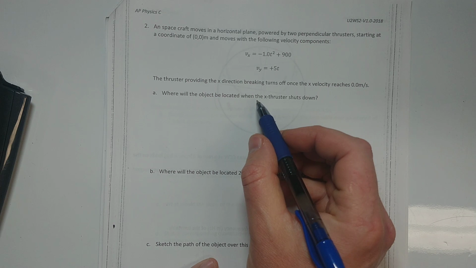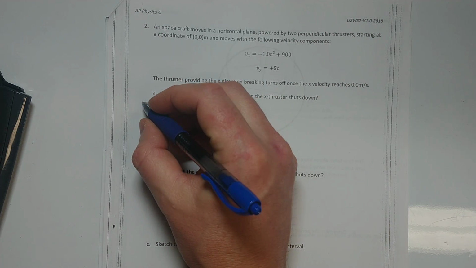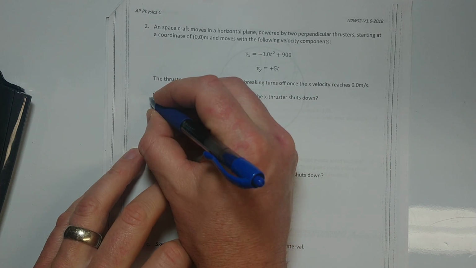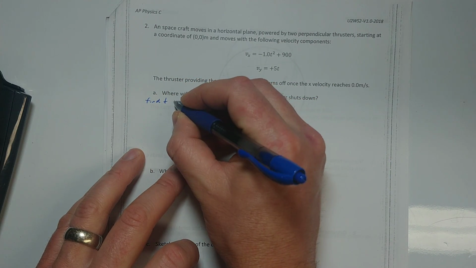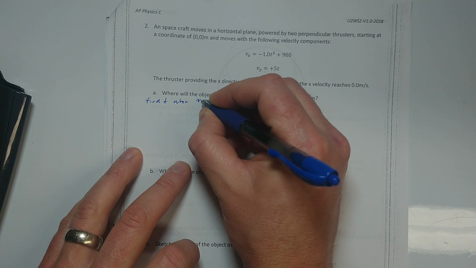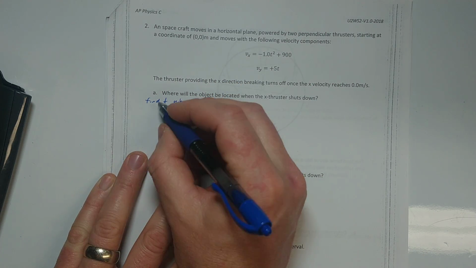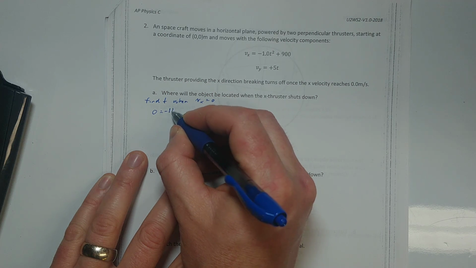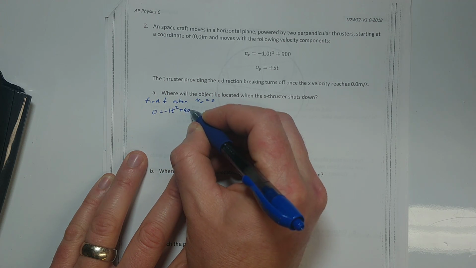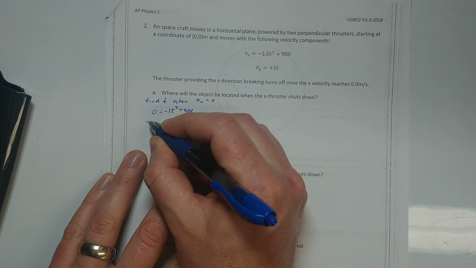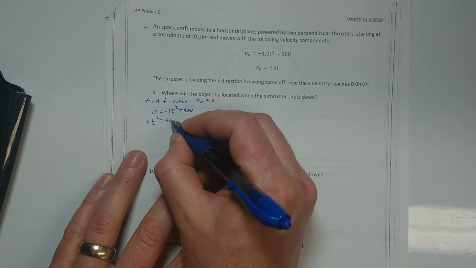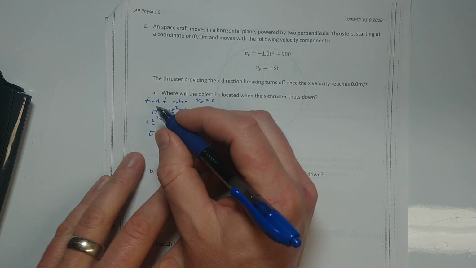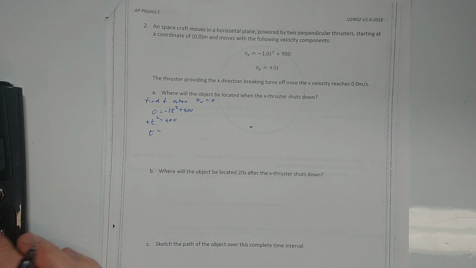So, when x velocity is 0, so we need to find the time. Find t when Vx equals 0, first of all. All right, so 0 equals negative 1t squared plus 900. So positive t squared equals 900. T equals square root of 900, which is 30, right?